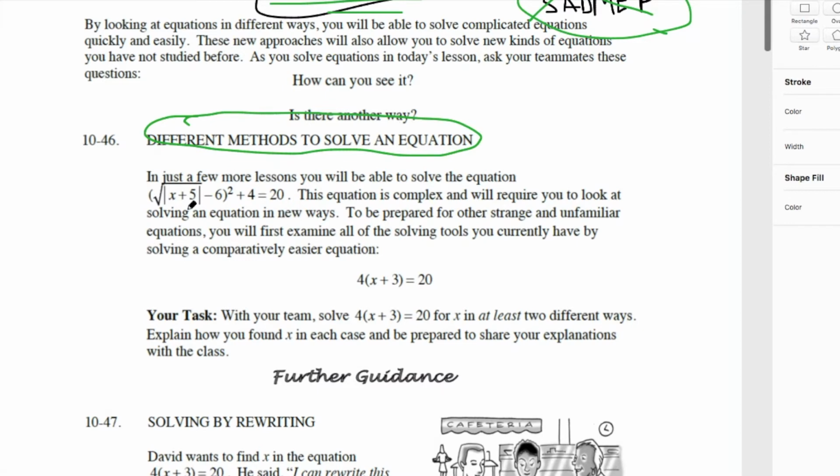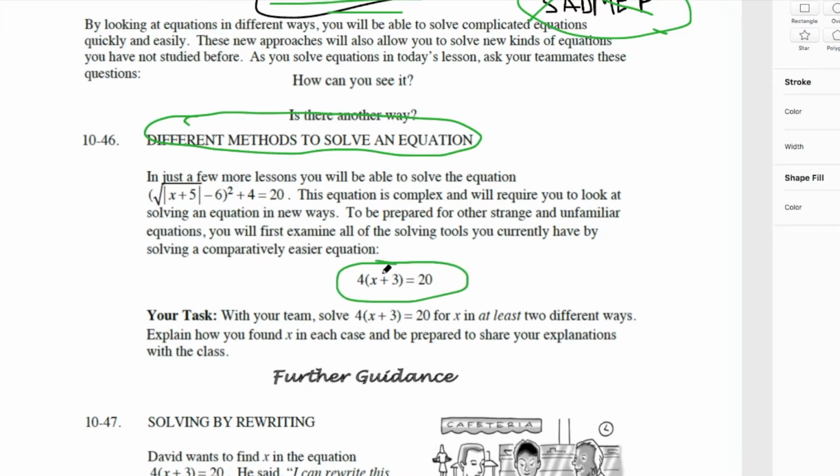Wow, they're really beating this over the head with us here, but just in a few more lessons, you're going to be able to solve that. Don't worry, we're not going to solve that today. This equation is complex and will require you to look at solving an equation in new ways, different methods, different approaches to it. To be prepared for other strange and unfamiliar equations, you will first examine all the solving tools you currently have by solving a comparatively easier equation, and this is one here.